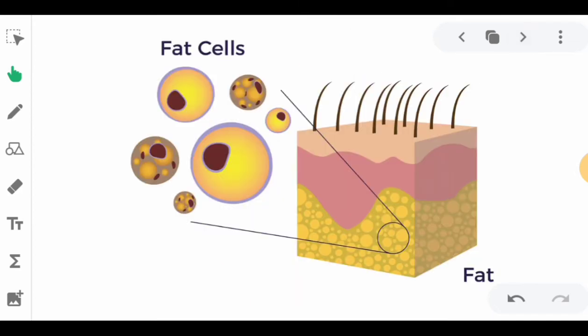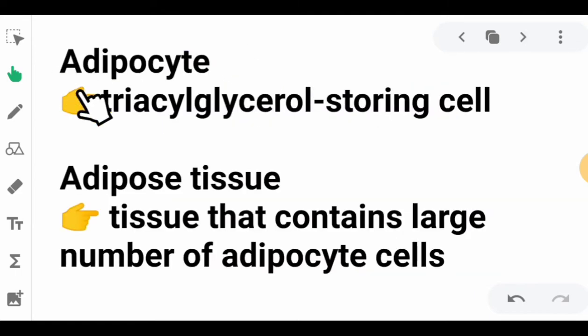This adipocyte is located under the skin, in the subcutaneous part of our skin. So this is your skin, this is the tissue here, and this is the fat located in the subcutaneous part. If you look at that in the electron microscope, you will see the fat cells. Next, the adipocyte is a triacylglycerol storing cell. This is the specialized function of this cell.